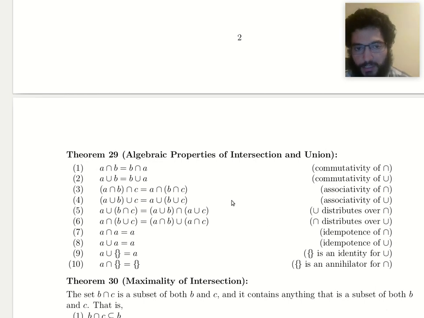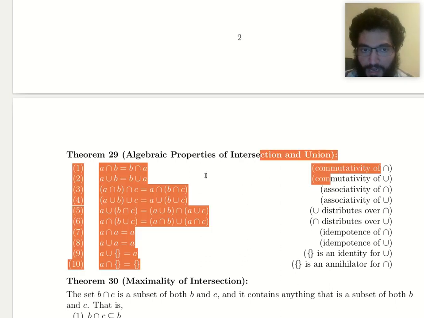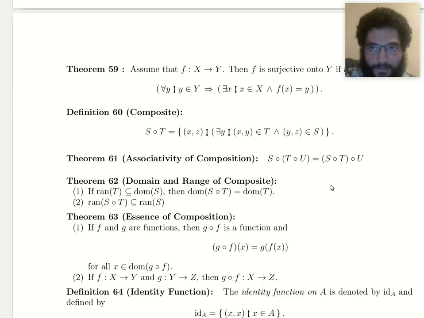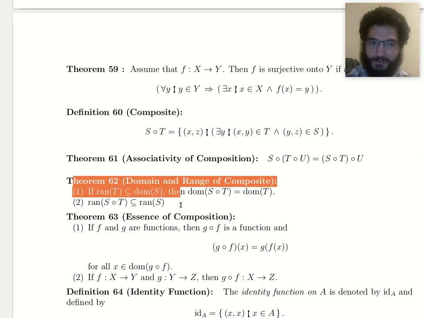By the way, this is pretty commonly used terminology in math, associativity and commutativity. You've seen it back in Theorem 29, where we were talking about these set operations. This is associativity of intersection, that you can regroup, so you can do that with composition. But commutativity, you have that for intersection and union. You definitely do not have that for composition. All right, proof later.